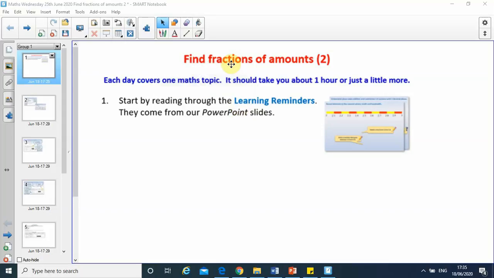Hello everybody, we're going to be looking today at finding fractions of amounts part 2. Now I know there was a video yesterday, it was not quite my voice, but there's a PowerPoint from a gentleman that did it and I thought it might be useful for you to see. So today I'm going to take you through this one, but maybe show you some of Mr. Barton's tricks that might help you along as well.